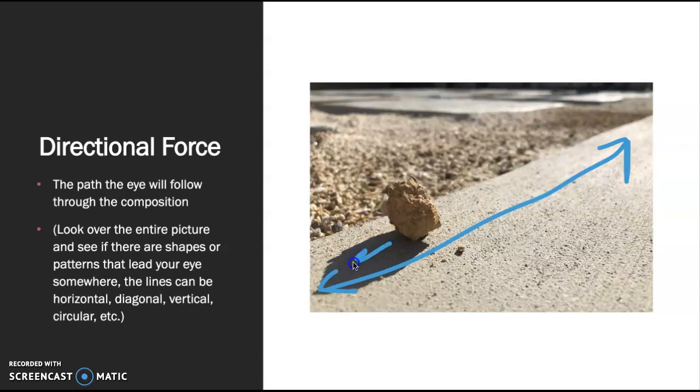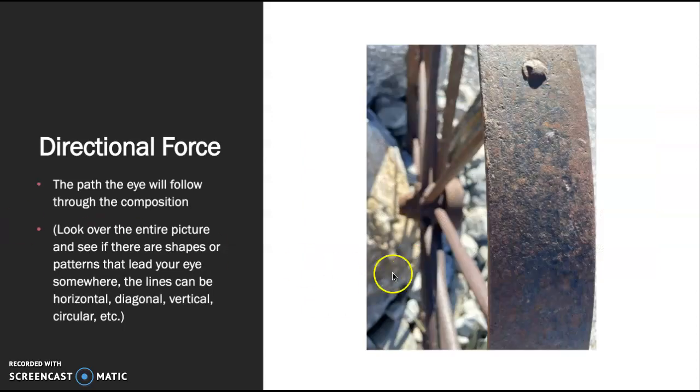We also have line that is being directed here through the shadow, and a little bit of line also further back if you were to look at the background. This wheel here, directional force, can pull you in to the background on the left-hand side. It also can bring you around the front too.